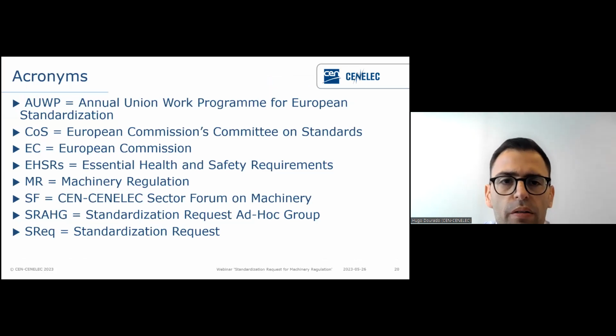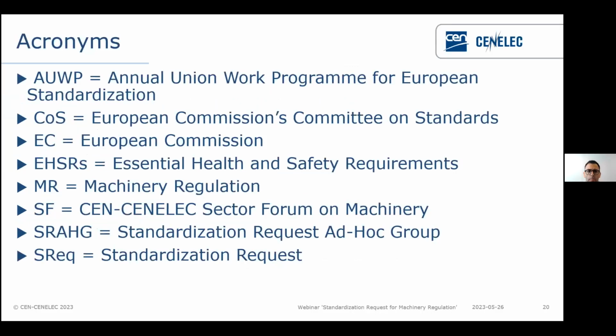Here, what you can see is a number of acronyms that can be quite useful for you for a better understanding of this part of the webinar. AUWP is the Annual Union Work Program for the European Standardization. The COS stands for the Committee on Standards. And the last two acronyms you will see a lot on the slides that I will present soon. The SHRAG stands for the Standardization Request Ad Hoc Group, and the SHR stands for Standardization Request. So as I said, these two last acronyms you will see quite often in the slides that I will present.